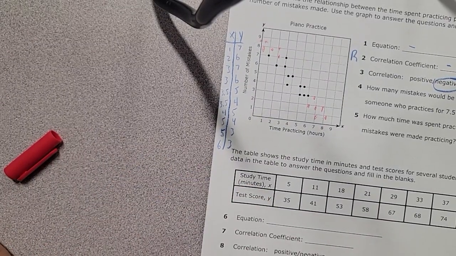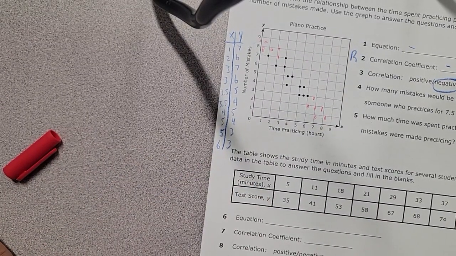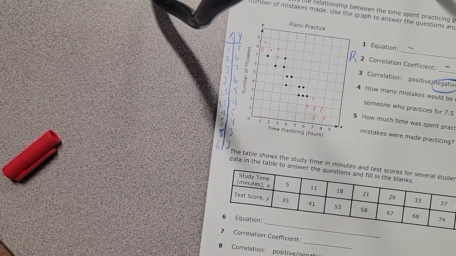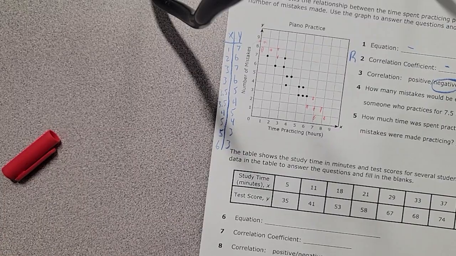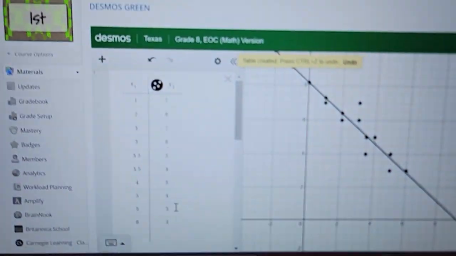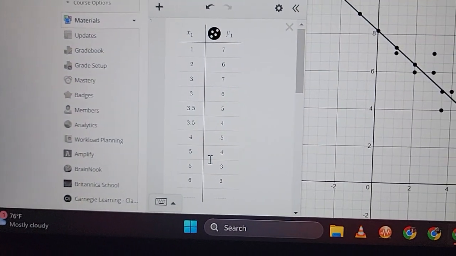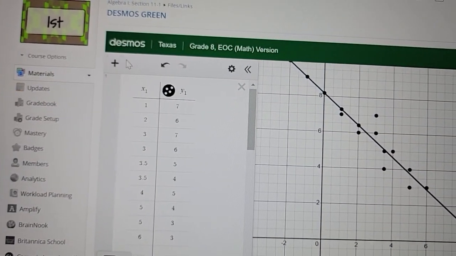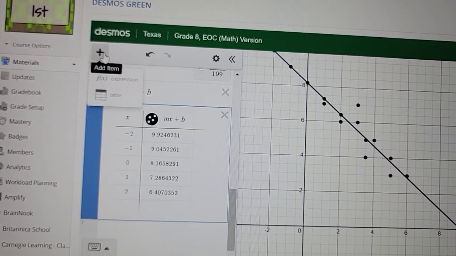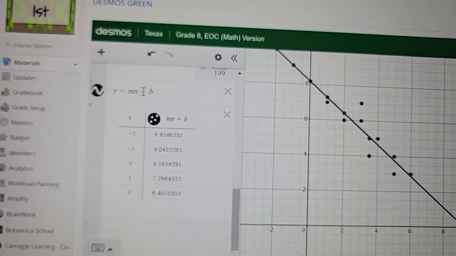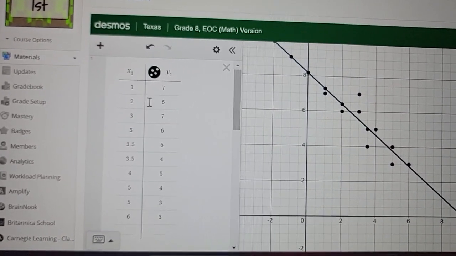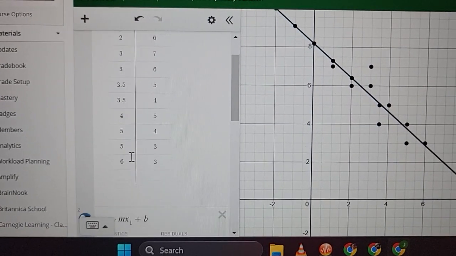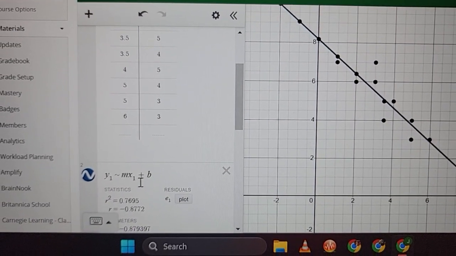Okay. So I'm going to actually use the desktop, so I'm going to move my phone. And we're going to do this one. All right. So I have everything programmed here. Remember, you have to push this plus sign to add the table. So here, put your table right there like that. Then you scroll down to get your mx plus b.